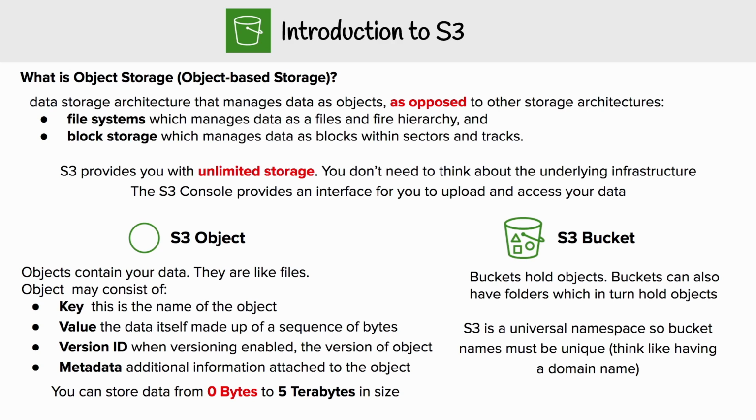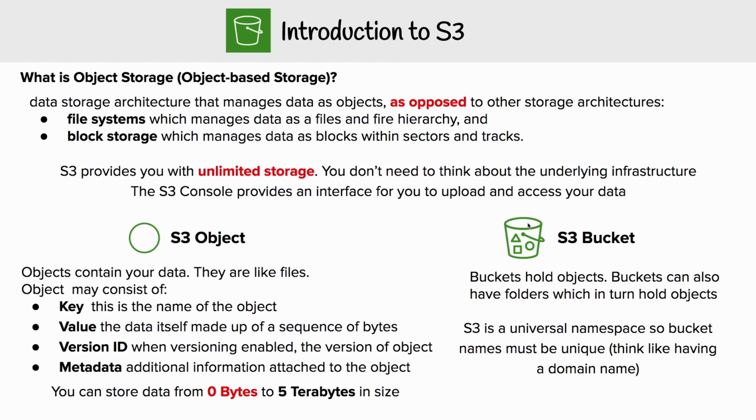Please note that I really highlighted 0 bytes because that is a common trick question on the exam, because a lot of people think you can't do 0 bytes, and you definitely can. And then you have buckets, and buckets hold objects. They are kind of like top level folders or directories. Buckets can also have folders, which in turn hold objects.